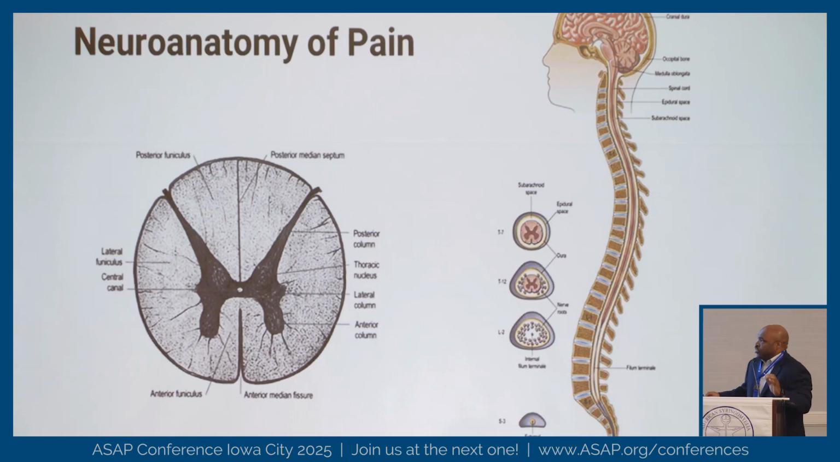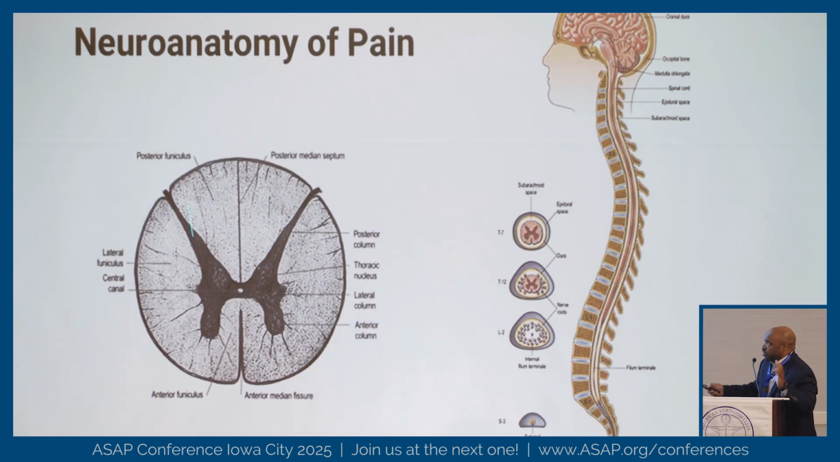Okay, so this is the front part of the cord. Here's the back part of the cord. Here's what we call the anterior horn. We have a lot of the motor neurons that control motor function, okay? And here's the dorsal horn, where we focus on sensory function and, for our purposes, pain, okay?